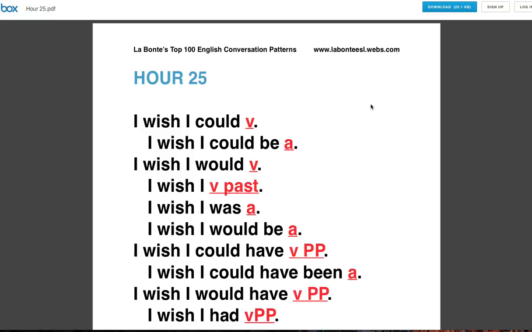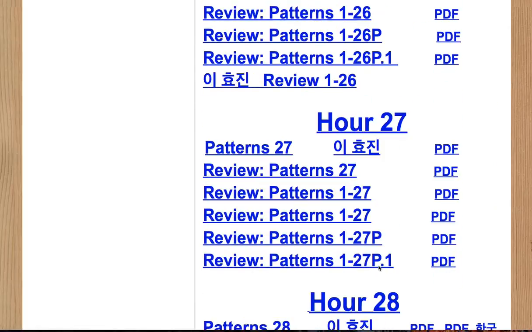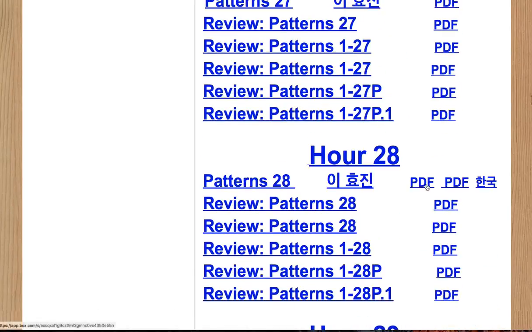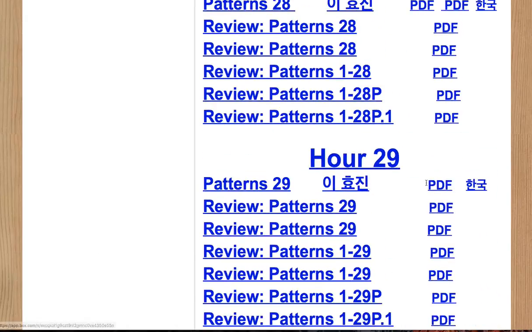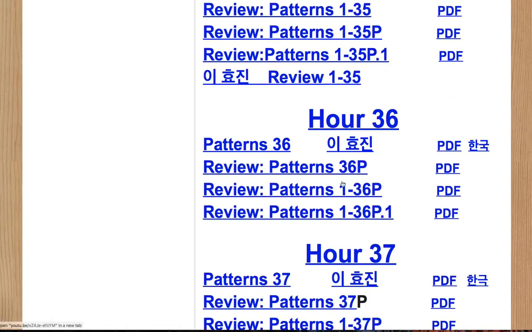lessons regarding I wish I could go, I wish I would go, those patterns. These are only reviewing those patterns. This is 1 to 25. These are with pictures. These are no pictures. These are with pictures. So basically, we go down through the whole 40 hours. And once again, we're always reviewing what we've learned.